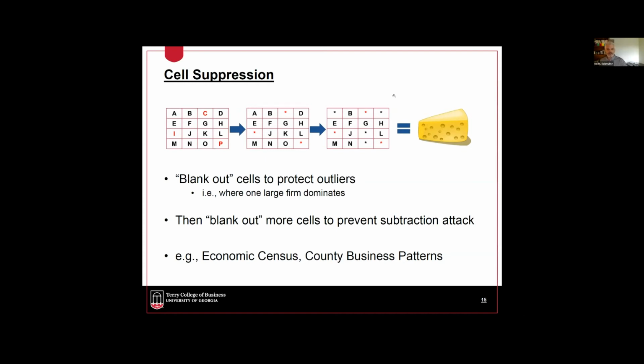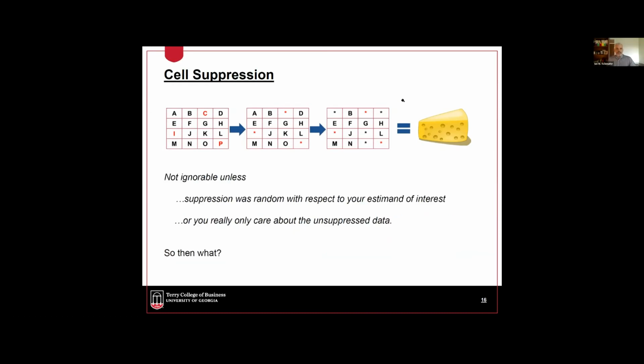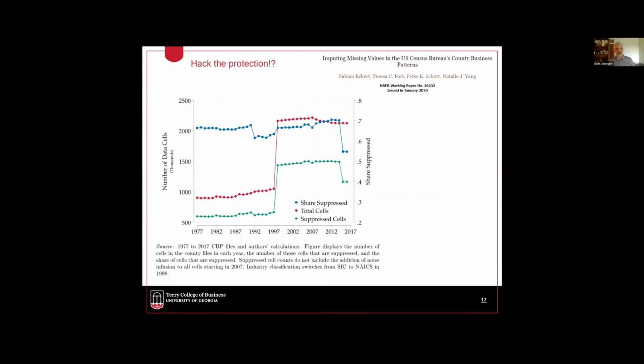This is a protection method that's used in tabulations from the economic census and has been used in the County Business Patterns. Self-suppression is not going to be ignorable unless the suppression was random with respect to your estimand of interest. But since it's explicitly a function of how dominant firms are relative to the data, there are many cases where that's probably not going to hold. So if it's not ignorable, what can you do? Can you engage in a privacy-aware analysis? In general, we don't know exactly what the suppression rule is. But there's another thing you can do: you can try to hack the protection.